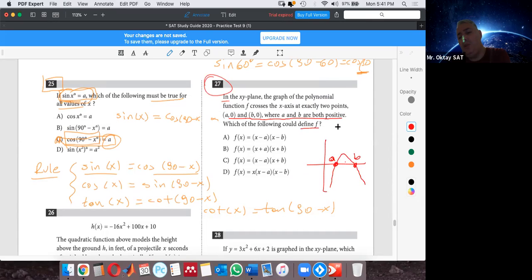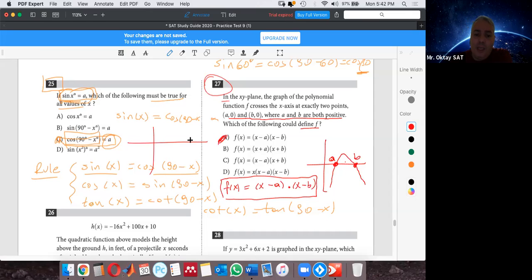My dear students, you should know that this is a rule. If these are the roots which cut the x-axis, the rule is this: x minus a times x minus b is equal to f of x. That's it. This is the rule. When you know this rule, the answer is A. Let me give you one example.